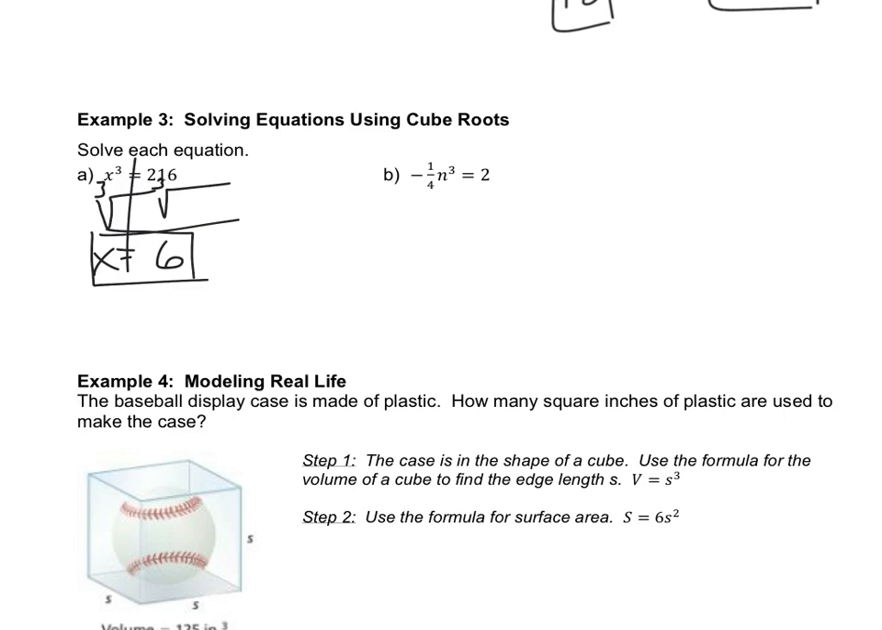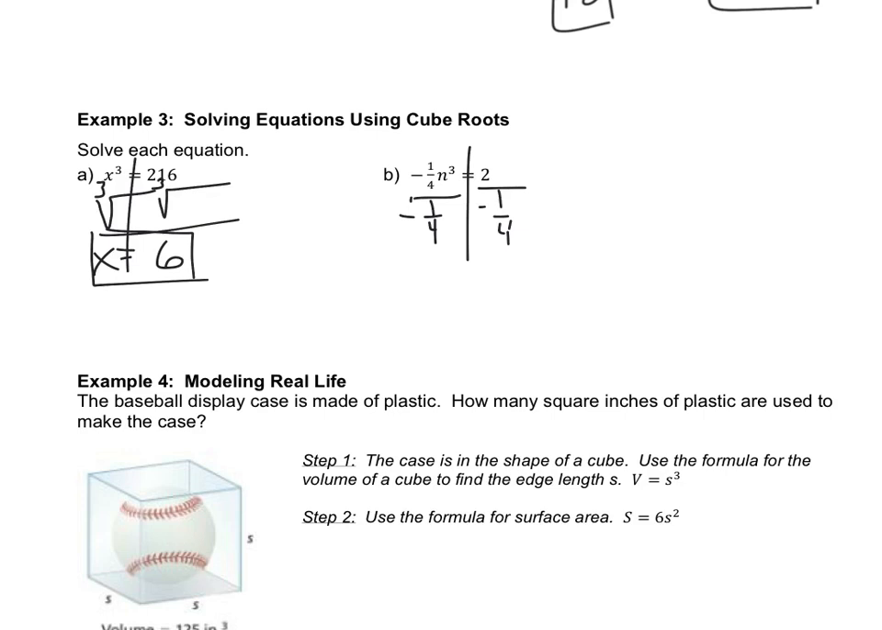On the second one, again, I have to think about which one do I do first. I know I'm going to divide negative 1/4 to both sides. I know I'm going to take the cube root to both sides, but which one do I do first? Think about your operations in reverse. So because of that, I'm actually going to do my division first and divide by negative 1/4, which hopefully doesn't cause too much of a concern.